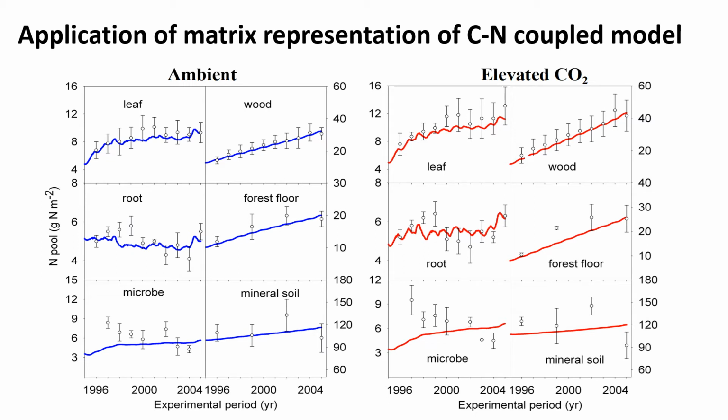The estimated parameters were then used for forward analysis to examine ecosystem carbon and nitrogen dynamics under ambient and elevated CO2 conditions at Duke Forest. Our results demonstrated that the modeled nitrogen pools in foliage, wood, vine root, and the forest floor closely match the corresponding measurements for both ambient and elevated CO2 scenarios.